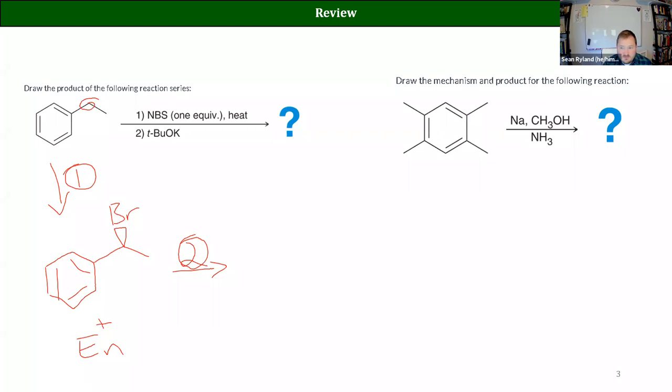TBUOK is a strong base that favors the Hoffman product with the terminal alkene. Yeah, we're going to make the Hoffman product, not the Zaitsev product. But in this case, there's only really one option. Any strong base is going to give you the same product, because we can't put a double bond directly attached to the benzene ring, since then we'd have a carbon with five bonds. So any strong base would give us the same thing here. We wind up making styrene. All you needed to show for the quiz was the styrene product at the end.